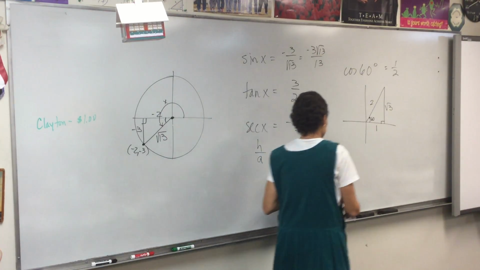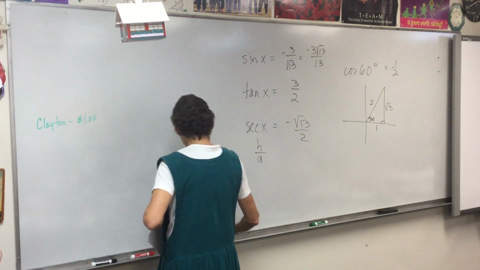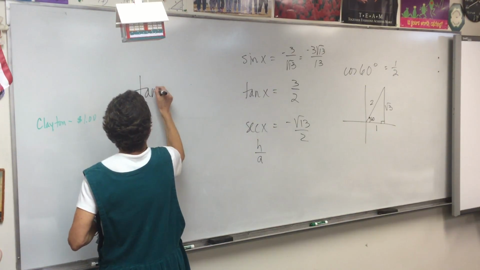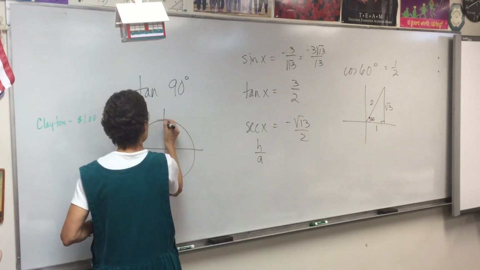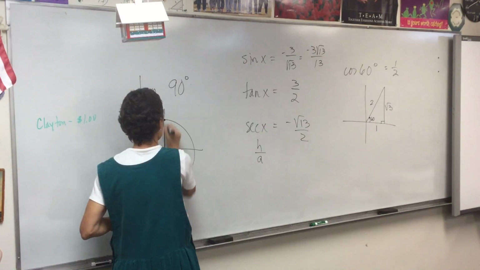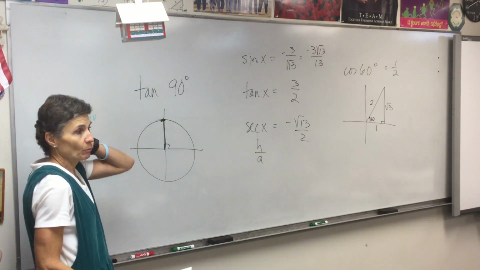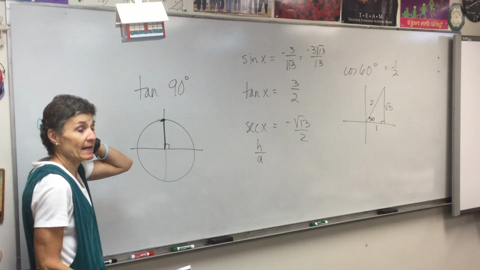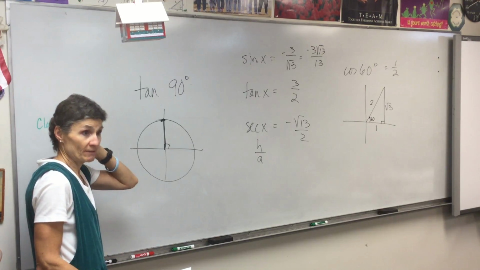Now we've got one of the tricky ones we talked about yesterday, the tangent of 90. What makes this tricky? It is a quadrantal angle, right? It's right here. And when it's a quadrantal angle, I can't draw my triangle, so I rely on my other definitions.